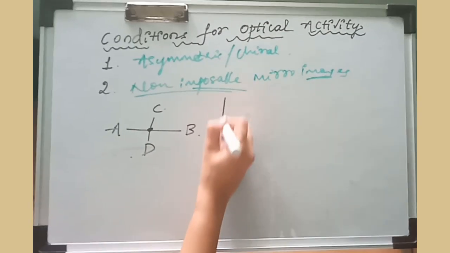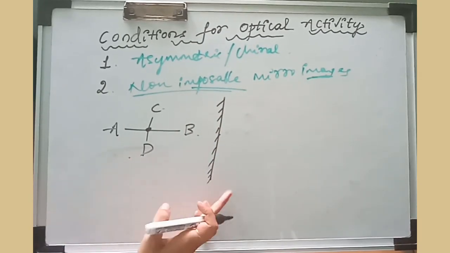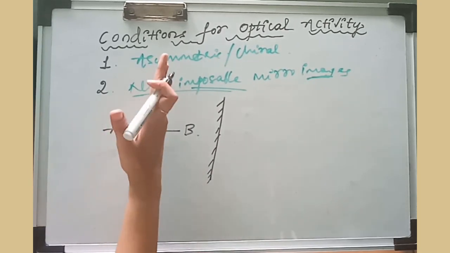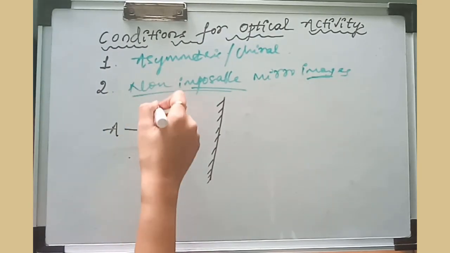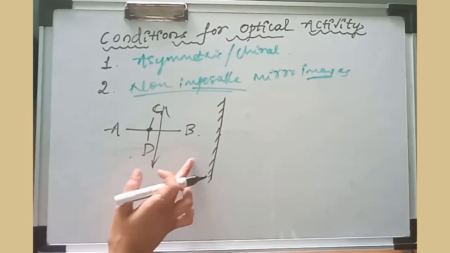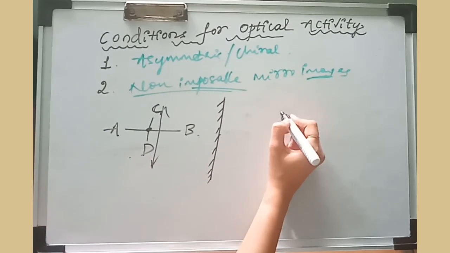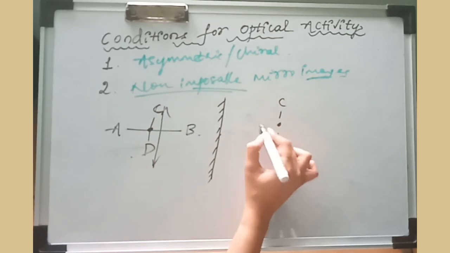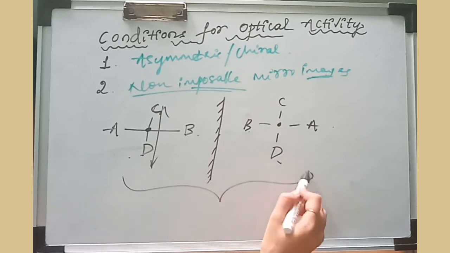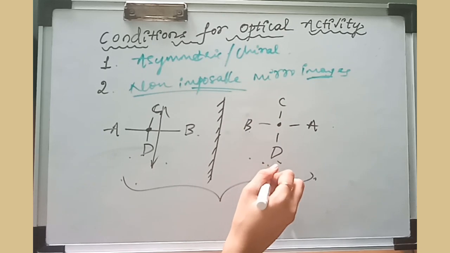If I want to write the mirror image of this, how does the mirror image look? Remember, in order to write the mirror image, the groups present on the vertical line you just keep as they are. Only the horizontal groups you have to change. So the mirror image will have C and D as they are, B comes here and then A comes here. So these are the mirror images. The mirror image of this molecule is this.